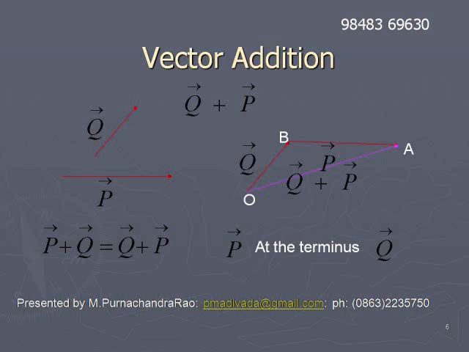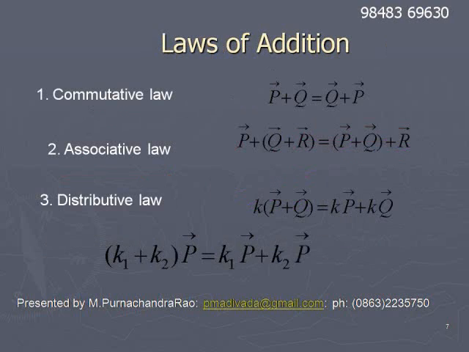From both the figures, p bar plus q bar and q bar plus p bar, what we understand is p bar plus q bar will be equal to q bar plus p bar. Laws of addition: by taking several vectors and constructing the addition of the vectors, we understand they obey commutative law. That means p bar plus q bar is equal to q bar plus p bar.